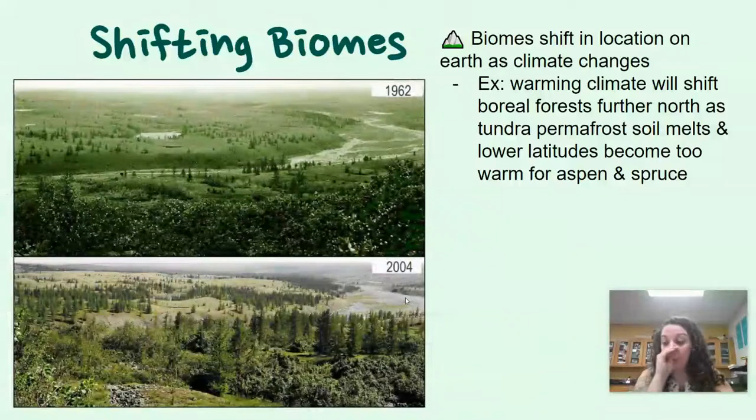And then this is like a real life example. This would be an Arctic kind of like tundra. And so you can see that it's actually changing based on the climate. You can see there used to be a lot of plant life down here, but not much up here. But over here in 2004, you can see those plants are starting to move further north.